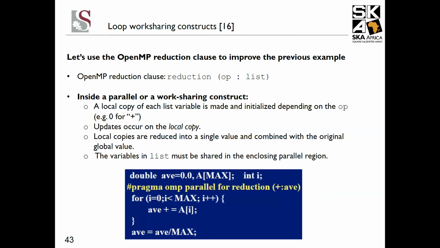But one critical thing, however, is that the variables in the list, so in this case only the average, have to be shared in this enclosing parallel region, which is understandable.